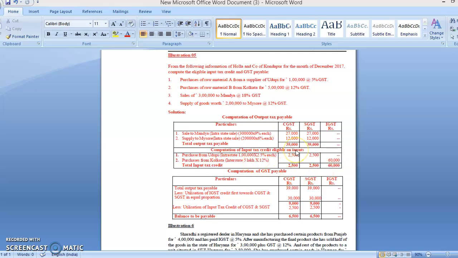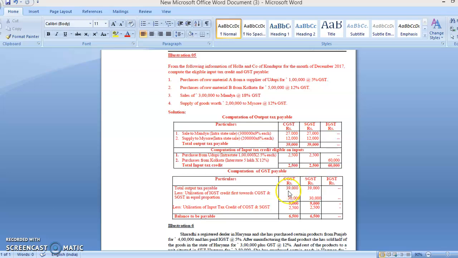So now we have the total output tax payable as well as input tax credit. So let us compute the GST payable. Total output tax payable CGST is 39,000, SGST is 39,000 and there is no IGST to be paid. But we have the input tax credit IGST 60,000, CGST 2,500 and SGST 2,500, which we can utilize now to set off these output tax liability.